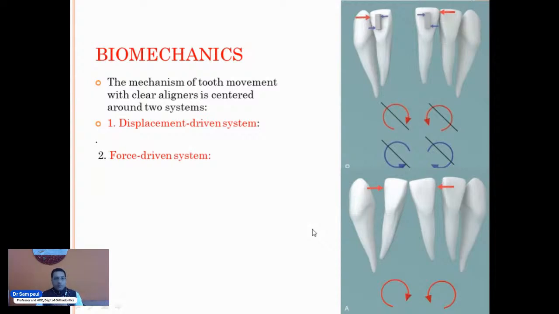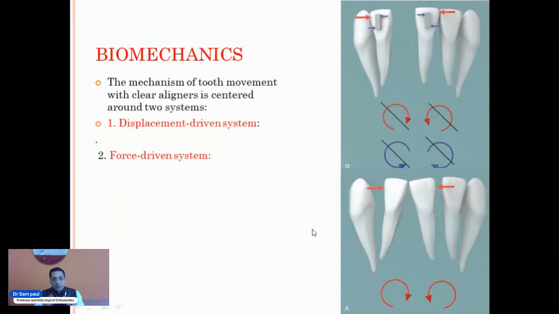And the biomechanics. The mechanics of tooth movement with clear aligners is centered around two systems. One is the displacement driven system and the other is the force driven system. What is the displacement driven system? Aligners are fabricated as per the next stage position. What movement you need in the next stage of the treatment is incorporated into the previous aligner. The tooth continues to move till the aligner becomes passive.